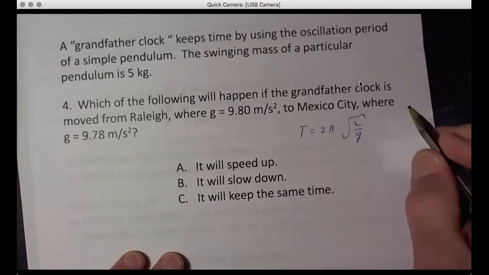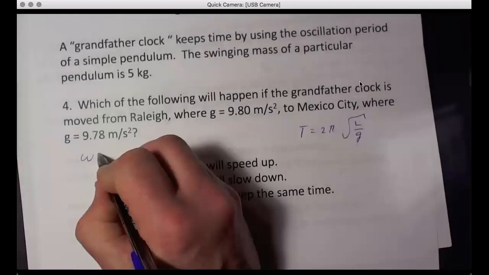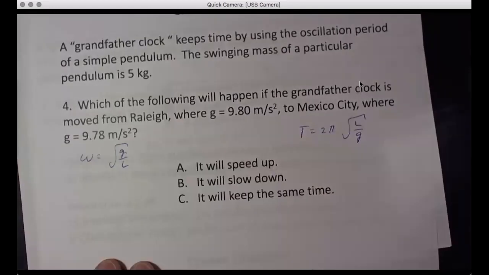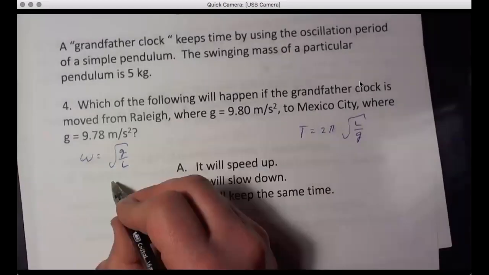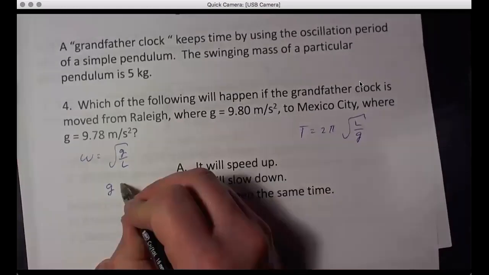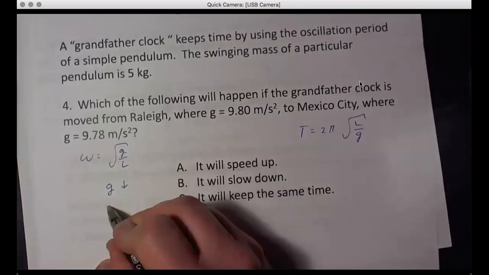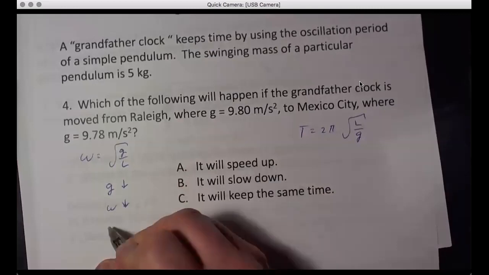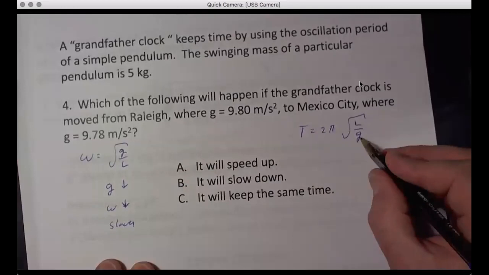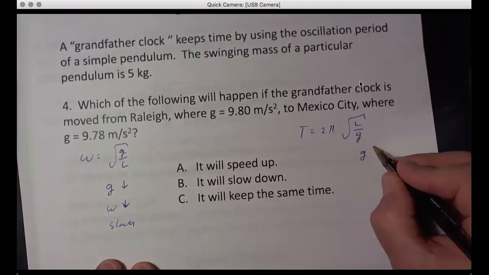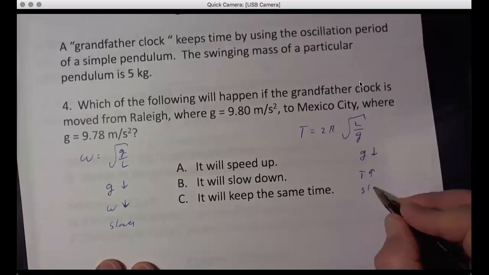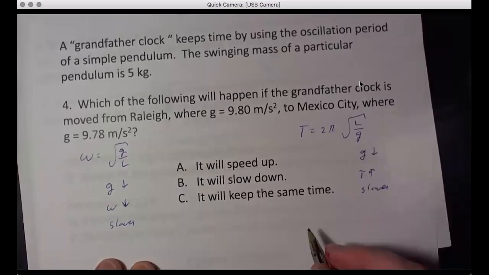Again, for those of you that like it the other way, omega is equal to square root of G over L. And so G is on the top here. So if G goes down, omega goes down, so that's slower. And over here, G is on the bottom. So if G goes down, T goes up. And that says it's slower. Either one says the same thing.